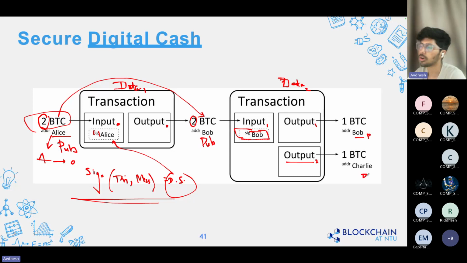And we are talking about public addresses here. All the signatures happen with the private key, while the sending of the bitcoin, the addresses out of the block or the transactions, are all public. So as I said, there will be two outputs: 1 bitcoin will be sent to Charlie, and 1 bitcoin will be sent to Bob again.